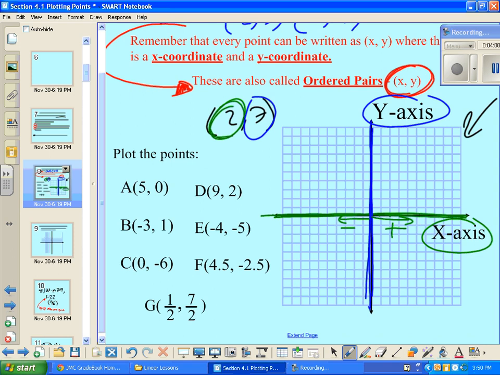The second number is the y coordinate. That one tells me up or down direction. That's where I'm going along the y-axis.